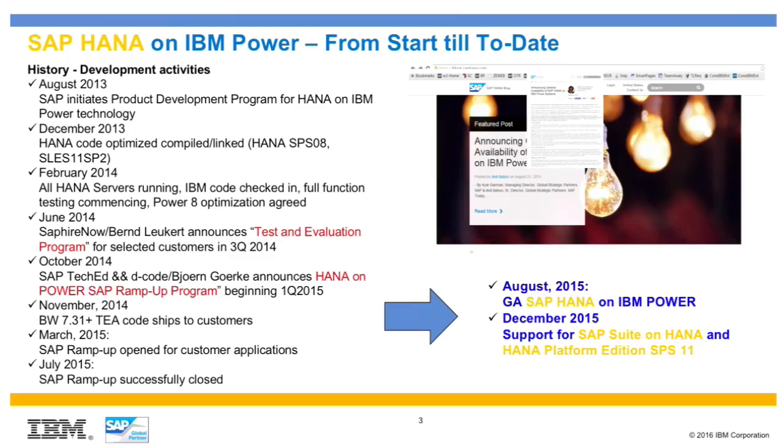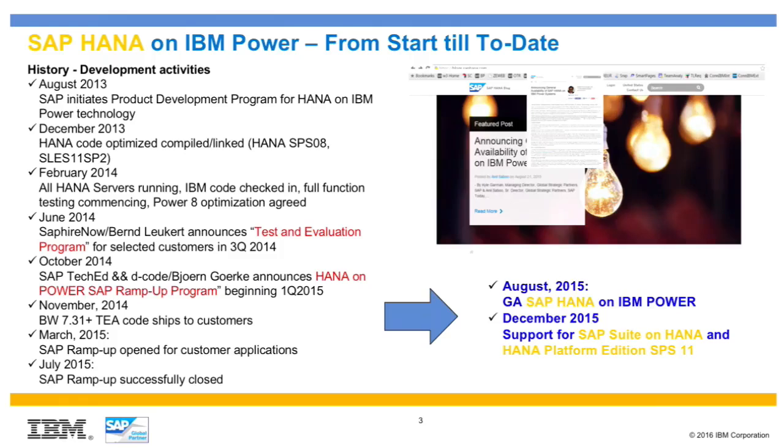So that is the history of HANA on Power, just so that you understand it. We started early with the development, and in the time frame when we started the project, we already had behind us the official test innovation program with 5 customers, and we started here in March 2015 when the official ramp-up from SAP for HANA on Power was announced. So we nominated this customer to be part of the ramp-up, and we had 25 customers in this ramp-up who had a chance to get into production with HANA on Power.